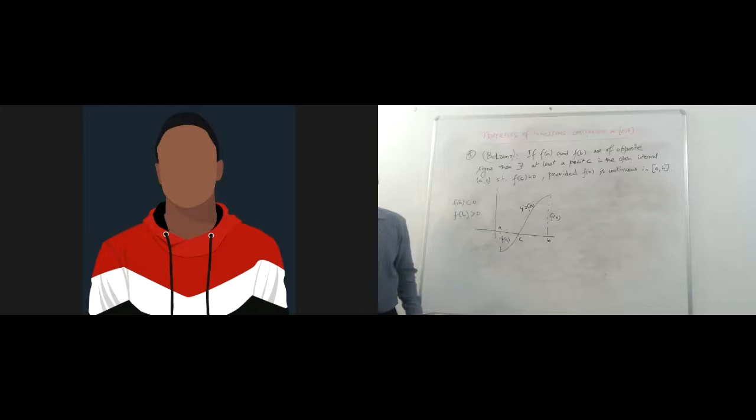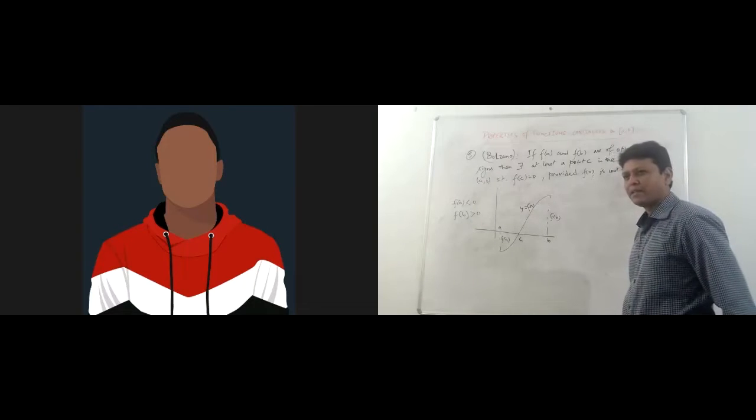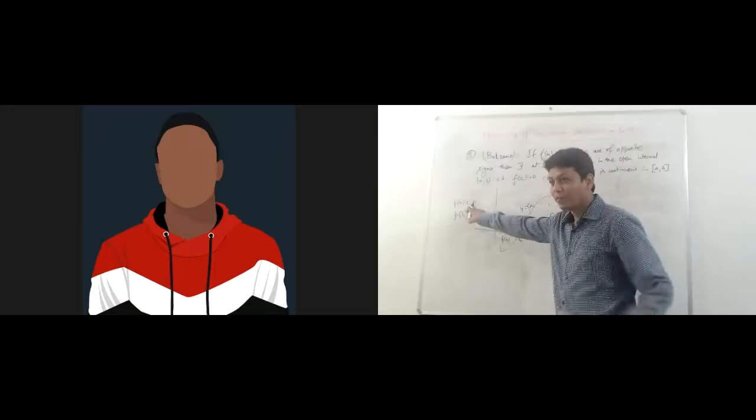That means the graph cuts the x-axis at c. And c is sometimes called the root of that equation. c is called the root or zero of that equation. So c is called the root or zero of that function. The sign matters, whether it is negative or positive. It can be this type also.